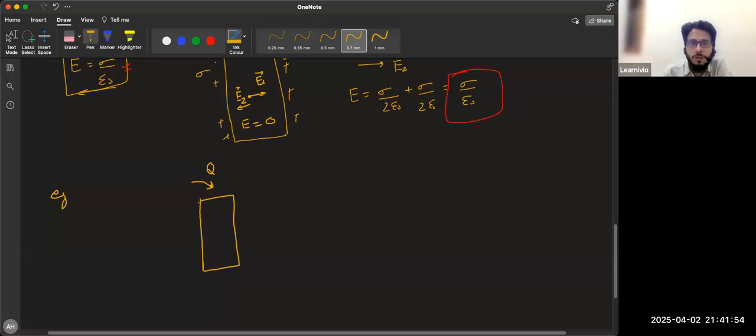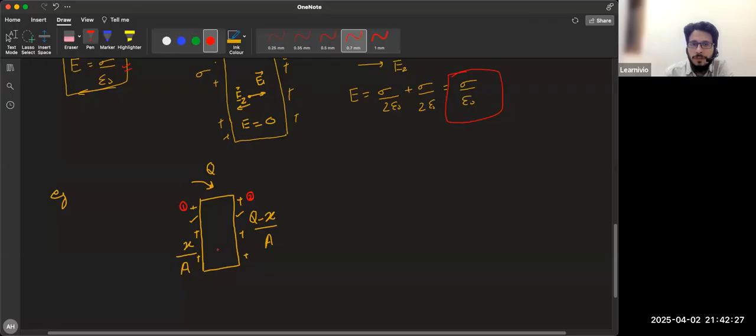For this, you don't know what is the value of charge on this side and what is the value of charge on that side. So you will start with X here, and here the value is Q minus X. So on one side the charge is X, on the other it's Q minus X. If you want the value of charge density, it's nothing but charge upon area. This is face 1, this is face 2.